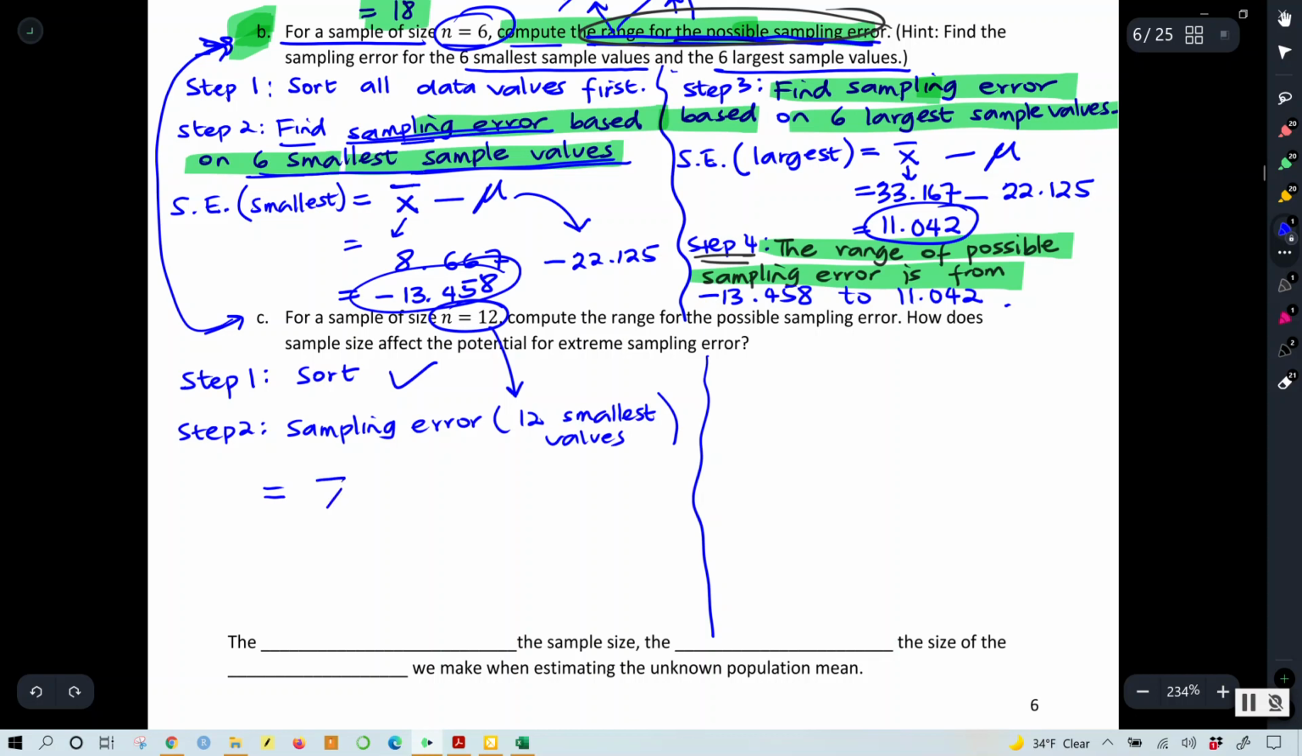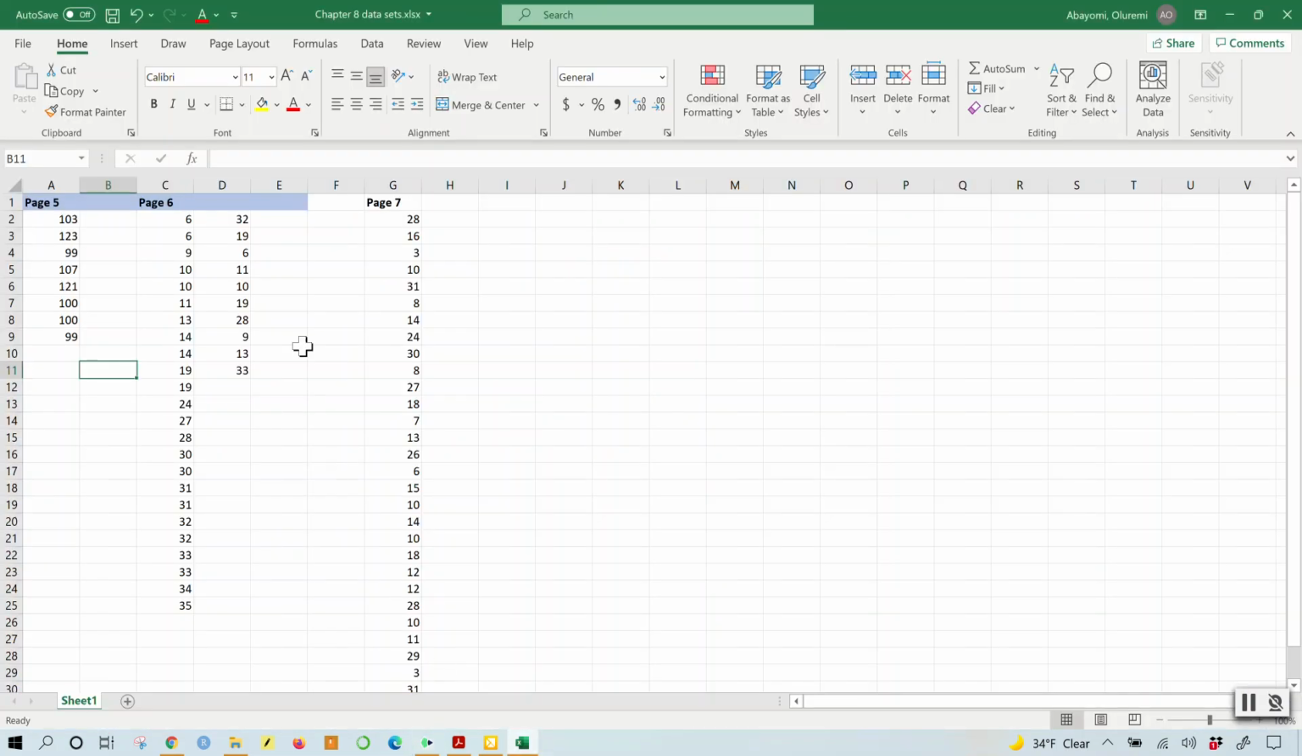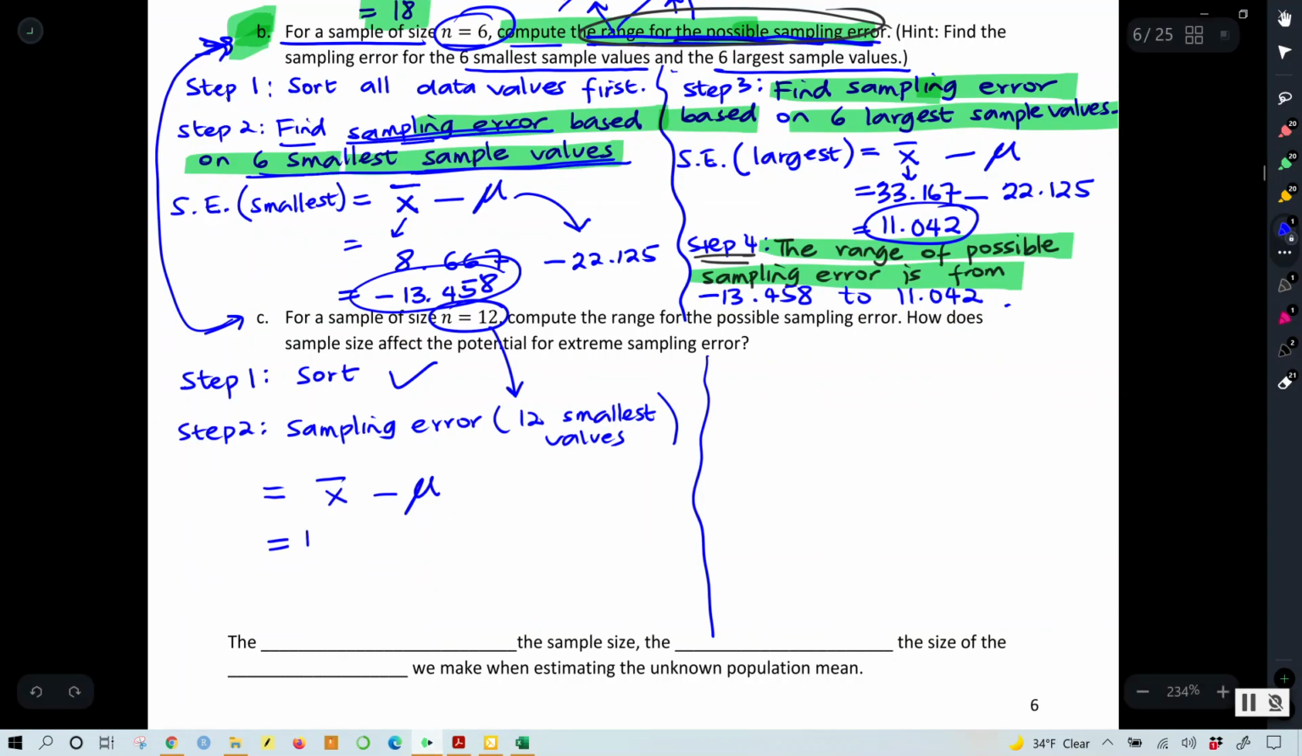How would I do that? Average of the 12 smallest values minus the population mean. Let's find this average of the 12 smallest values. I am going to highlight and select the 12 smallest values here. My count is 12, and the average is approximately 12.917. So this is 12.917 minus 22.125 again, and that will give me negative 9.208.